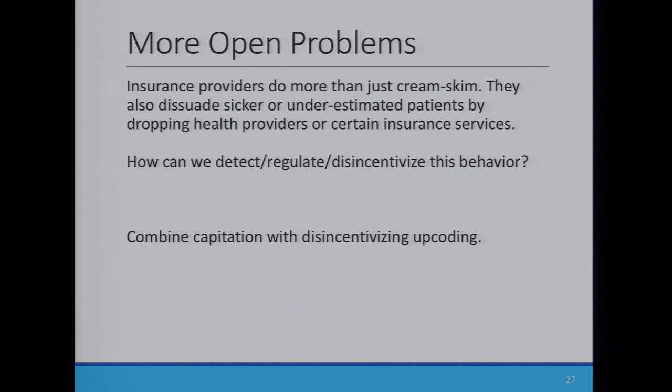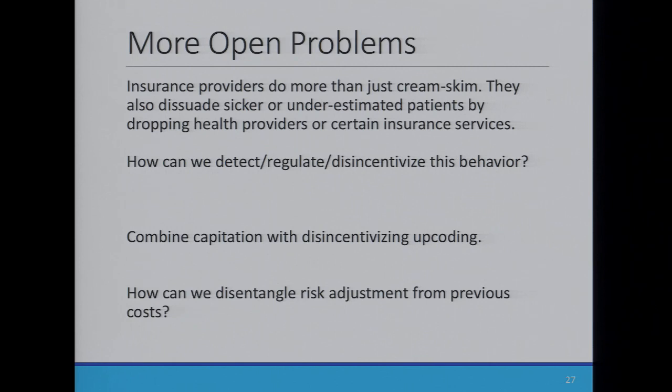Another idea for an open problem is just combining these two things, combining the capitation, the better risk adjustment, with this disincentivizing of upcoding, because right now they've only been studied separately. And also, risk adjustment is very entangled with previous costs. So we're estimating how risky someone is based on how much has been used to treat patients in the past. So this is like a dynamic game where the insurers can manipulate it by spending more money on the patients, and then their expected cost in the future is going to be higher because it's based on the costs in the past.